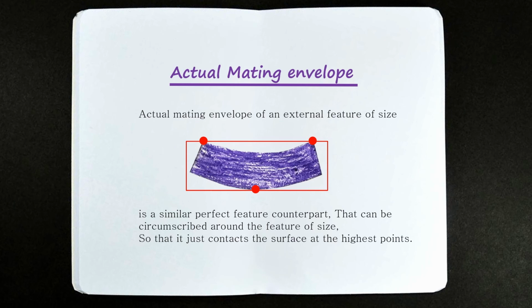But if you have noticed, many times I have mentioned two terms. One is feature of size and one is regular feature of size. Like the actual mating envelope of an external feature of size. Yes, the actual mating envelope is only defined for a feature of size, not for a feature.